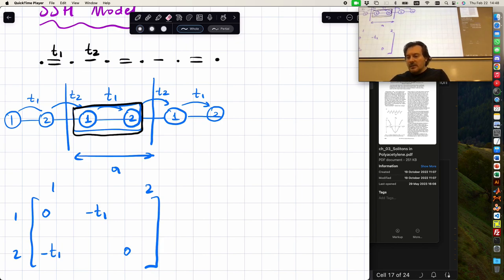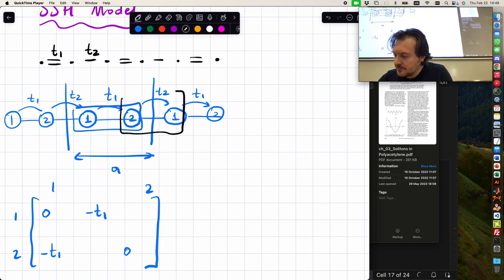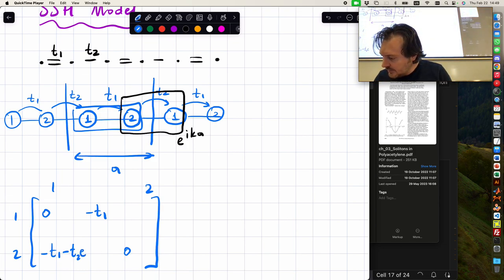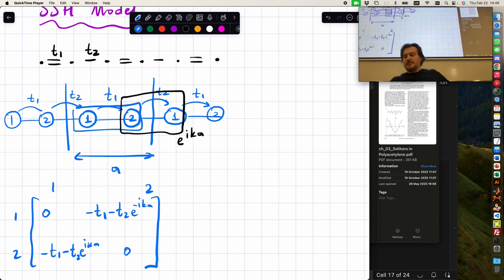Okay? Now let's start including these other terms. This one, for example. So 2 interacting with 1, but notice that it's on the other side of the unit cell. And do you remember what we were doing with this? We were multiplying these ones with e to the ika. Do you remember those parts? So we are doing the same thing here. Minus T2 e to the ika and minus T2 e to the minus ika. What about this one? Where did it come from? From the other one, right? From this one.